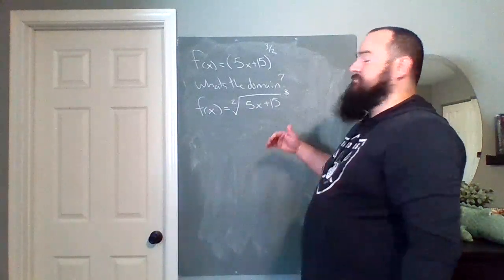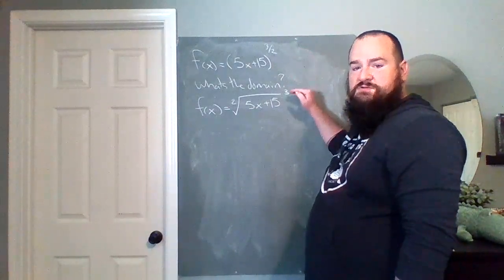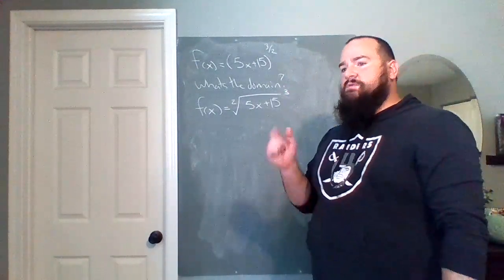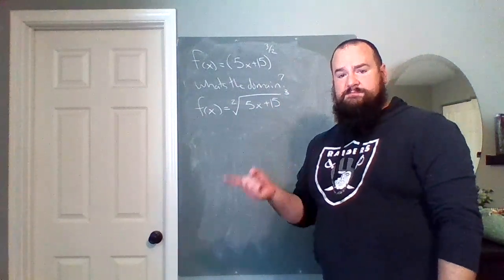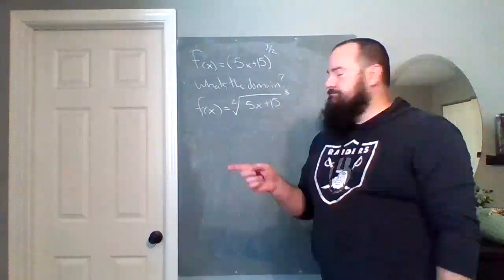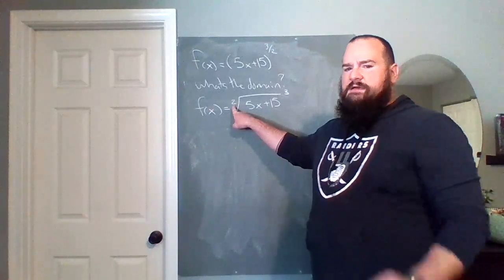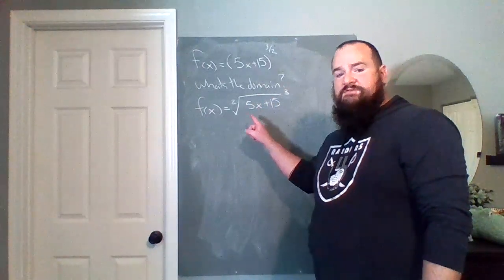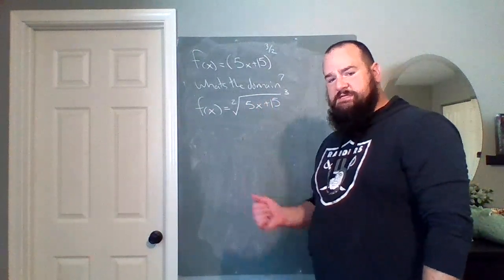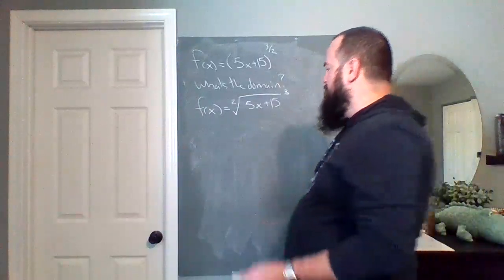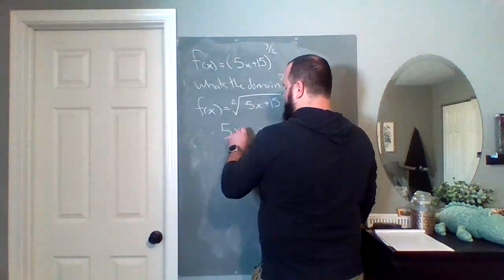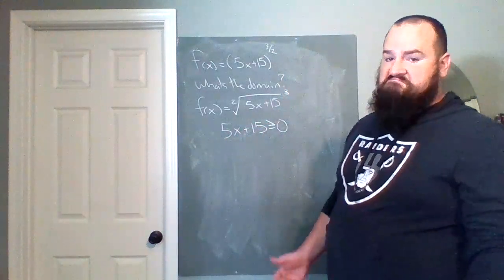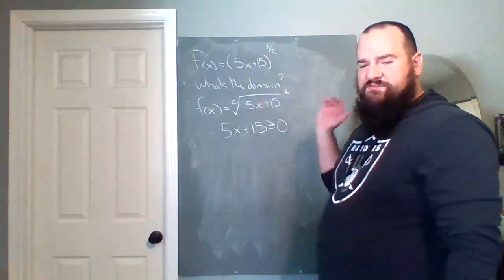So, all I've done so far is I've converted from exponential notation to radical notation. I'm trying to figure out the domain. With radical functions, we had two cases. We had one where the index was even, and one where the index was odd. Our index here is even. So that means whatever the radicand is has to be greater than or equal to 0. So 5x plus 15 has to be greater than or equal to 0. So to figure out our domain, we just have to solve this inequality. That's it. Well, linear inequalities are really easy.